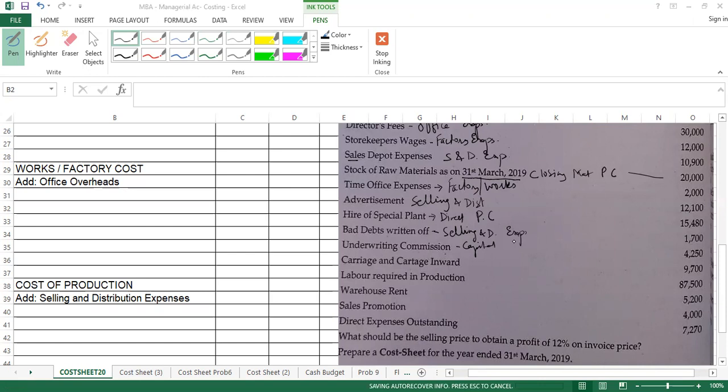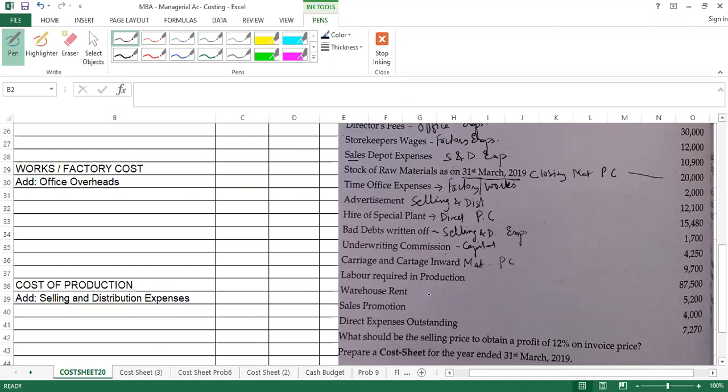Carriage and cartage inward. This is the amount spent for bringing the raw material into the factory. So that is your material cost. This is material cost. That will go into your prime cost.